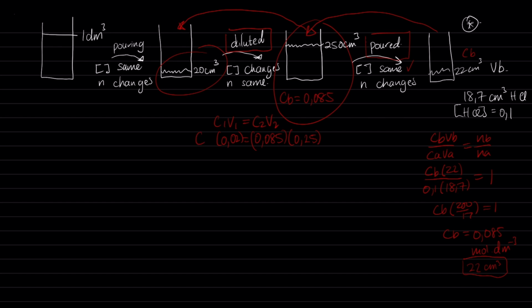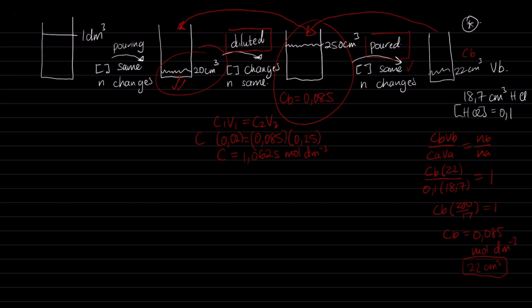Now we can work out the concentration. We'll say 0,085 times 0.25 and then divided by 0,02. And that gives us an answer. So concentration is equal to 1,0625 moles per dm cubed. And this is the concentration here.